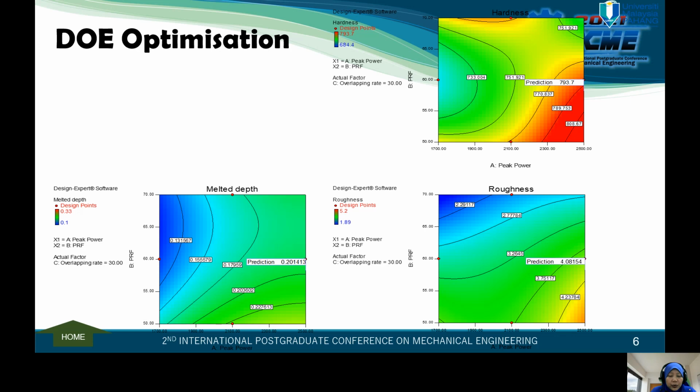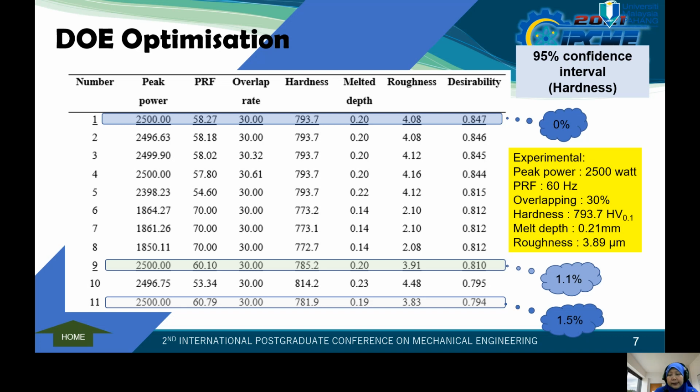This figure shows the summary of DOE optimization of the quadratic model of surface hardness, roughness, and melt depth. DOE optimization is conducted to get the optimum laser melting parameter, and a validation process is conducted to prove that the parameter used is valid. From the quadratic model, the optimized parameters are listed. Parameter number 1 has the highest desirability.